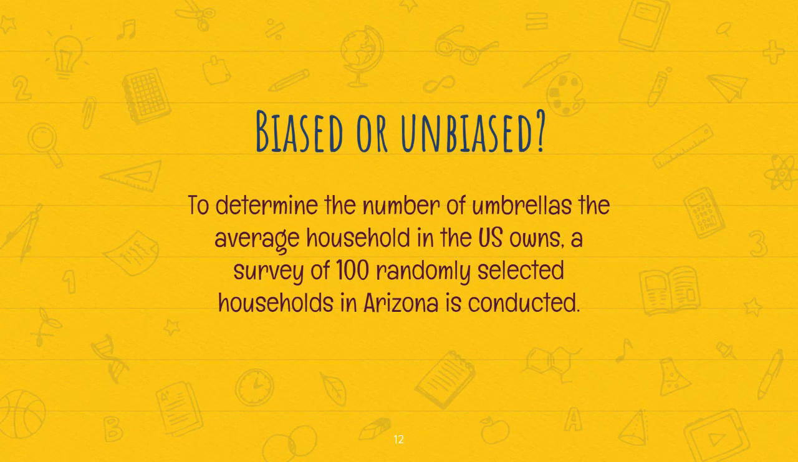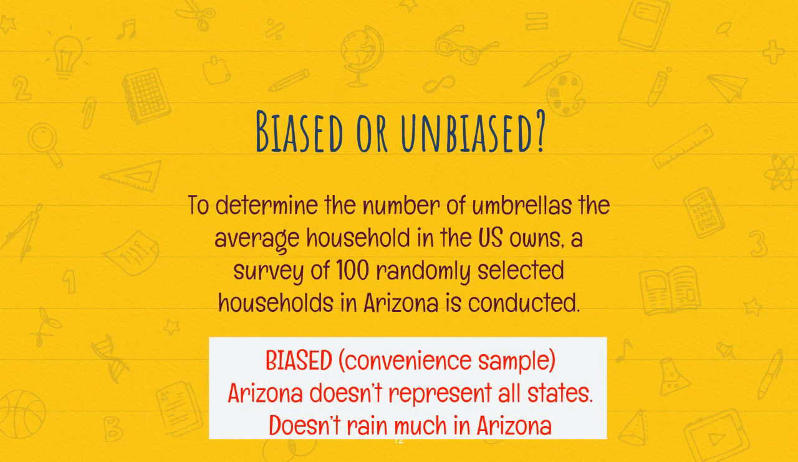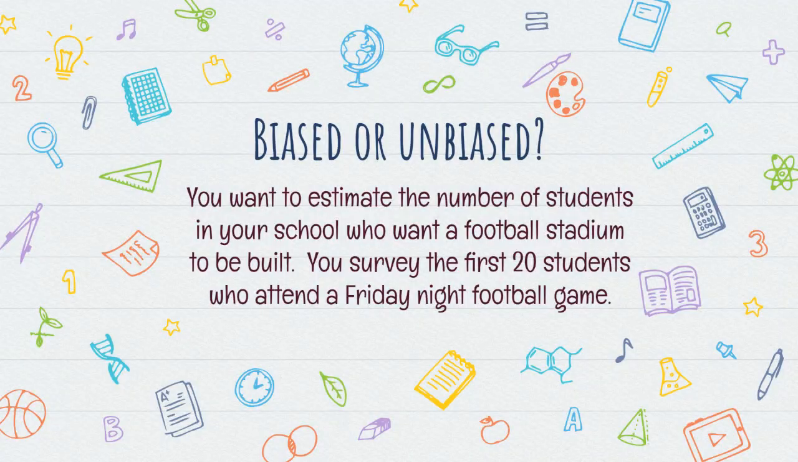All right. So to determine the number of umbrellas the average household in the U.S. owns, a survey of 100 randomly selected households in Arizona is conducted. Biased or unbiased? This would be biased. It's convenient, right? Arizona doesn't represent all of our states. Plus, it doesn't really rain much in Arizona, so they're not a good sample.